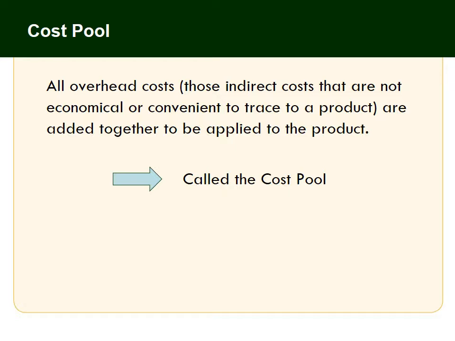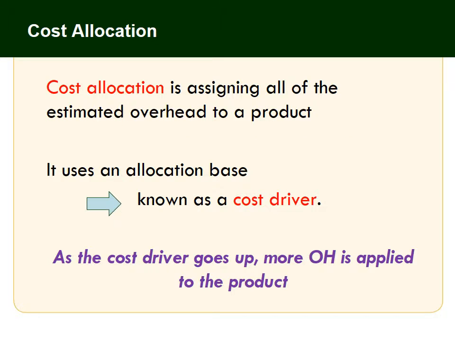All the costs accumulated together are called the cost pool. Cost allocation is the way that the costs are assigned to a product in this overhead area. So the cost pool is assigned based on a cost driver. As the driver goes up, more overhead is applied.